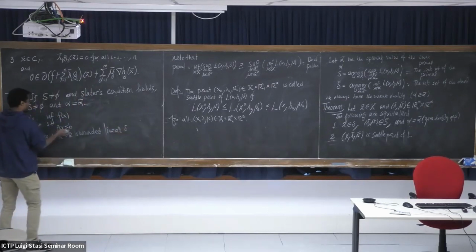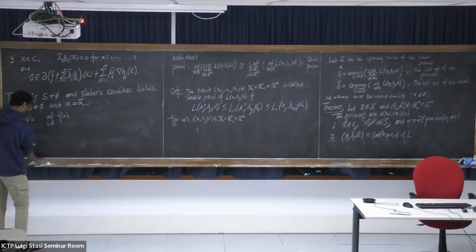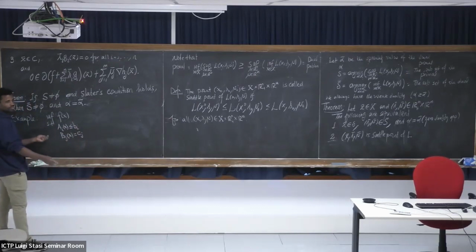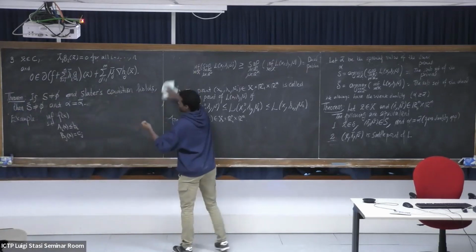But I can have also another constraint. No problem. a_i of x is less than or equal to b_i. p_j of x is equal to c_j. These are linear. Very easy.